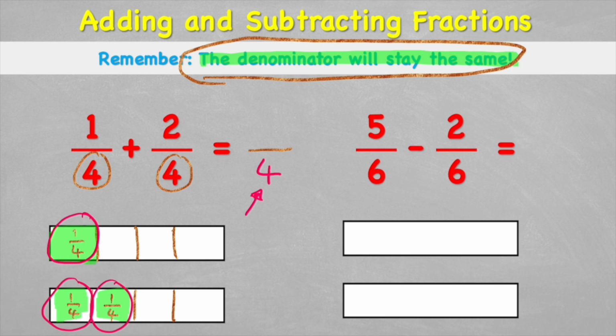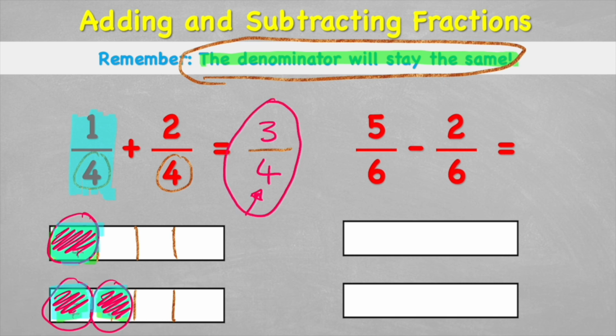We're adding quarters. And let's check how many I have. Well, in my first chocolate bar, I have 1/4. That's my fraction here, 1/4. And in my second one, I have 2/4, 1, 2. So together, I have 1, 2, 3/4. So my answer to 1/4 add 2/4 is 3/4.